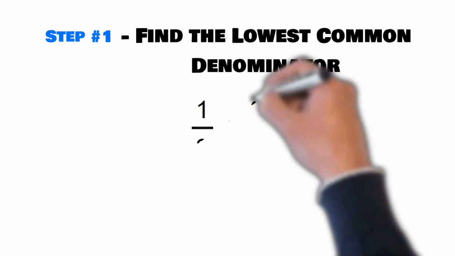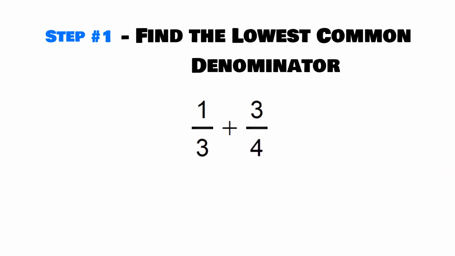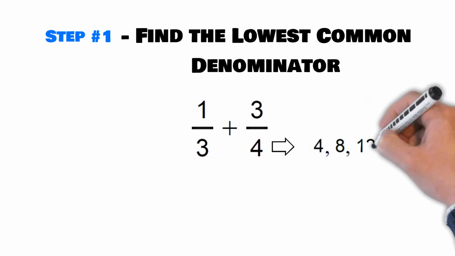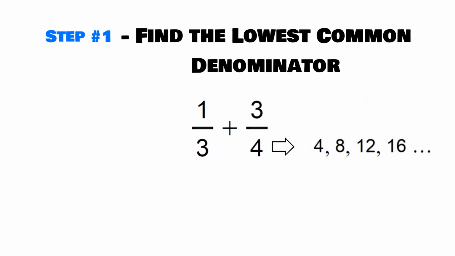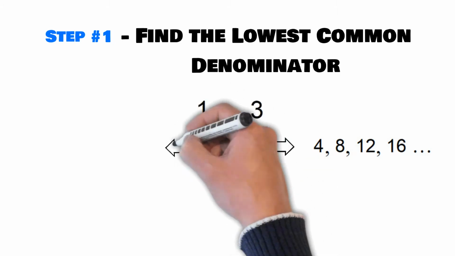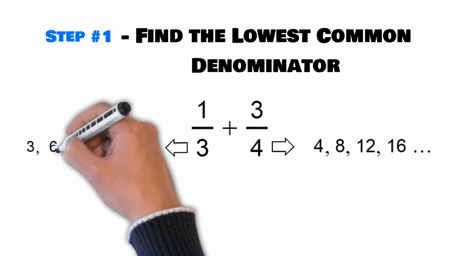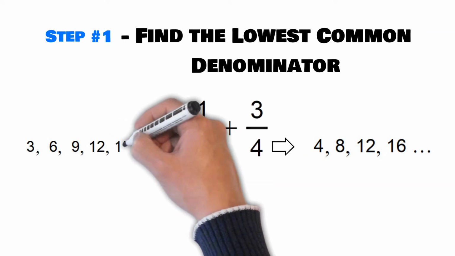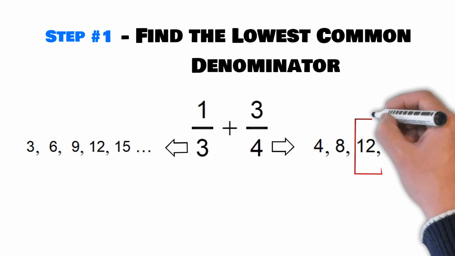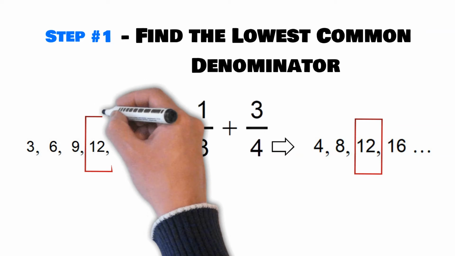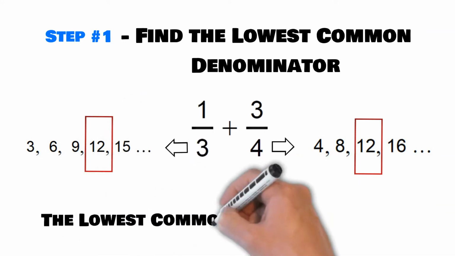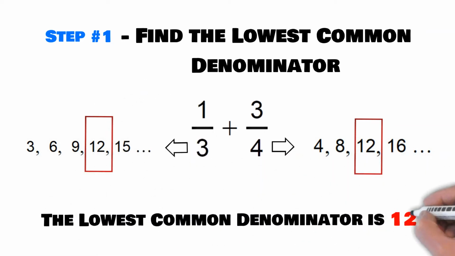So let's get started with step 1. The first thing you have to do is find the common denominator. You can do this by looking at multiples of both denominators that you are trying to make look the same. If we look at the multiples of 4, we see that we get 4, 8, 12, 16, and so on. If we then look at multiples of 3, we get 3, 6, 9, 12, 15, etc. All you have to do is look for the same number on either side, and you will get your least common denominator, in this case 12.